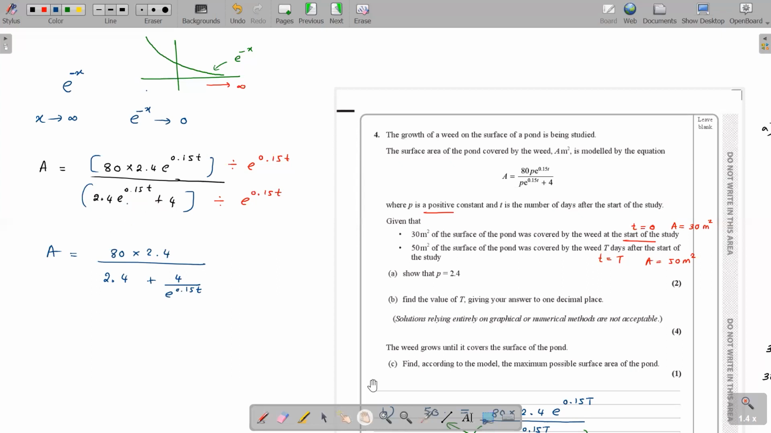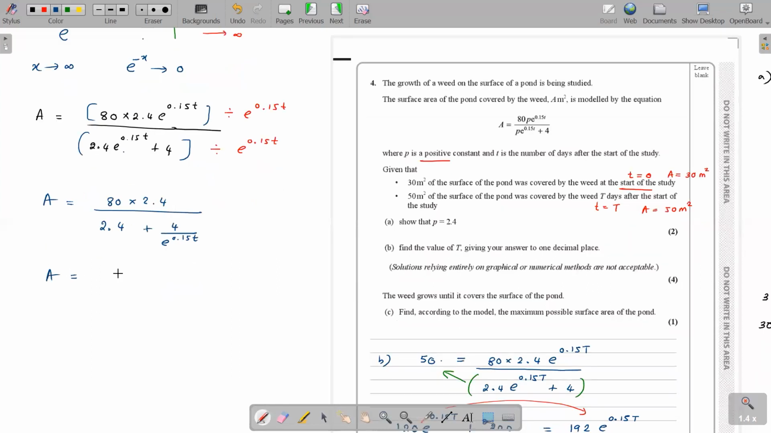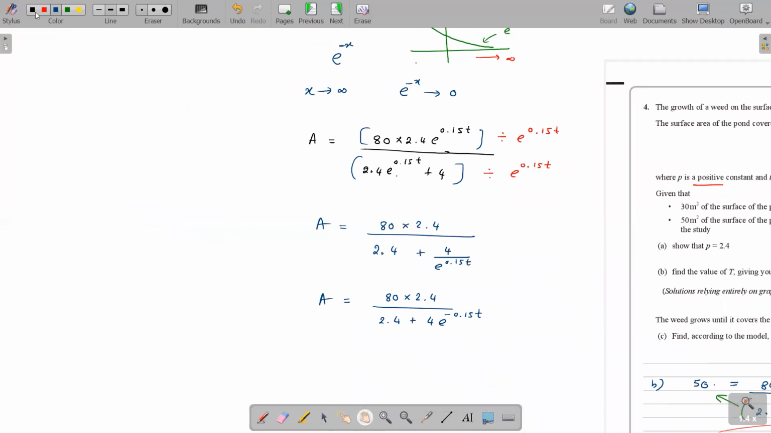Okay, so then what happens in the next step? 80 into 2.4 divide by 2.4 plus this one. You can bring the e to the power 0.15 t as e to the power minus 0.15 t. Okay, I think a better way of doing this is, rather than dividing by e to the power 0.15 t, we could have multiplied it with e to the power negative 0.15 t. That would have been easier for you all to understand, because to use this rule, I want to make sure that my e to the power is negative, right? To use this rule.